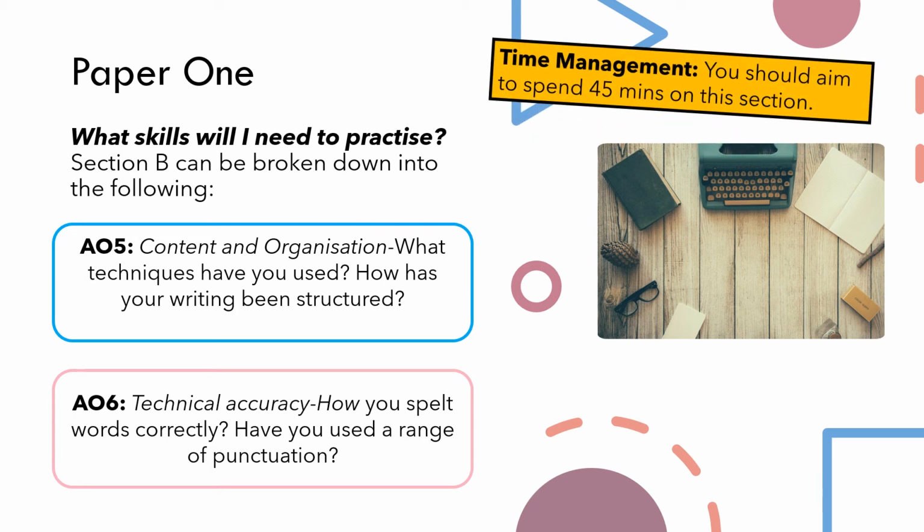For this section, you should spend about 45 minutes. Now that sounds like a lot of time, but during that time you need to write 5 paragraphs. So you need to think very carefully and take your time planning this response before you rush into it as well.